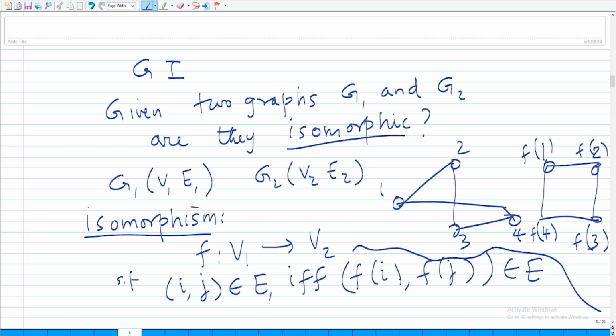Okay, so is there a nice polynomial time algorithm to test whether two graphs are isomorphic? It is still an open problem. Is the problem in NP? You give a function and you can check this condition. So the function would be the witness, right? Give a function, that would be your witness, and you check whether this condition is satisfied. Then the problem is in NP, but we still do not know whether the problem is polynomial time solvable.